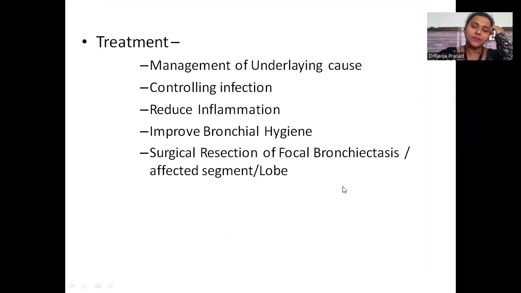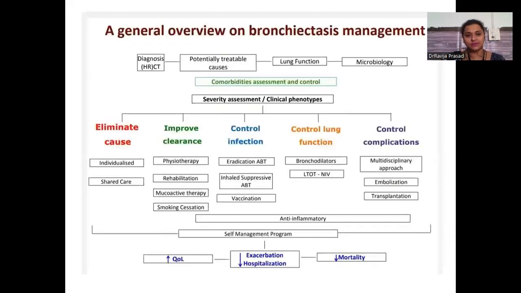Now, the treatment, again, this is treatment management. The treatment is divided into different parts: management of underlying causes, controlling infection, reducing inflammation, improving bronchial hygiene, and surgical resection of focal bronchiectasis segments and lobes. This is a general overview of bronchiectasis management.